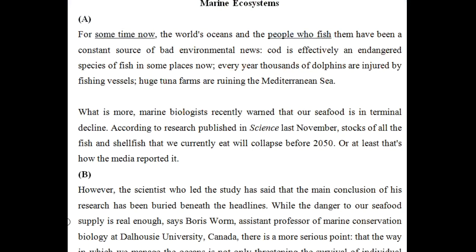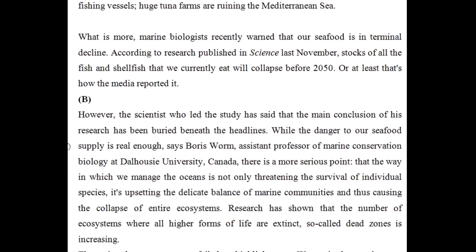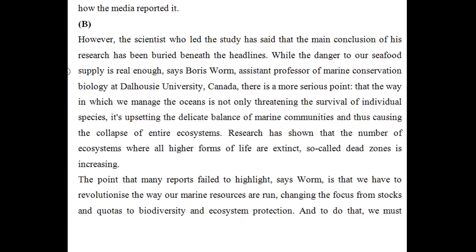Okay, fine. Let's move to section 2 and apply the same formula by reading the first sentence. However, the scientist who led the study has said that the main conclusion of his research has been buried beneath the headlines. Are you getting something? Buried beneath the headlines. Doesn't it match with the press word?